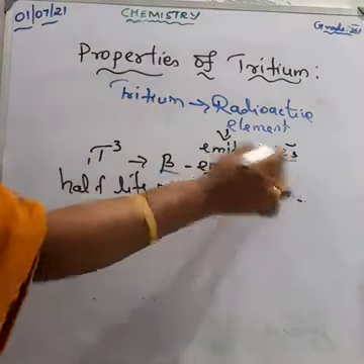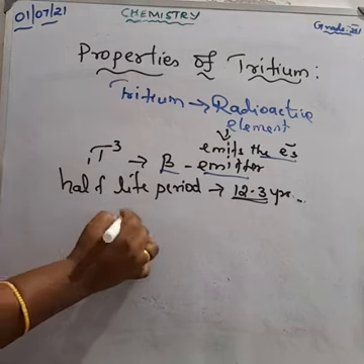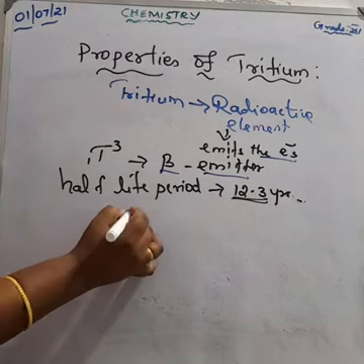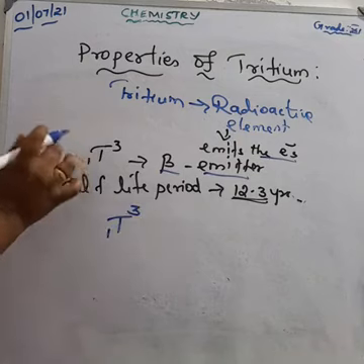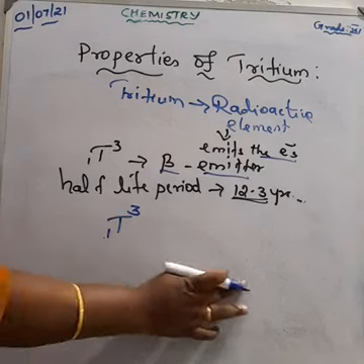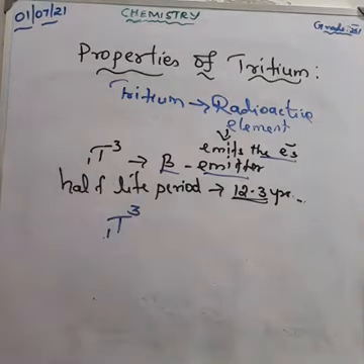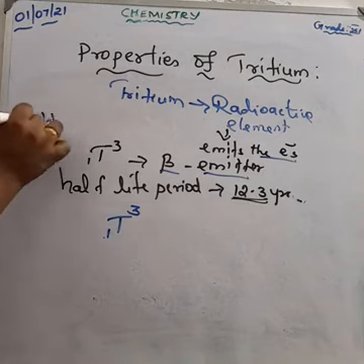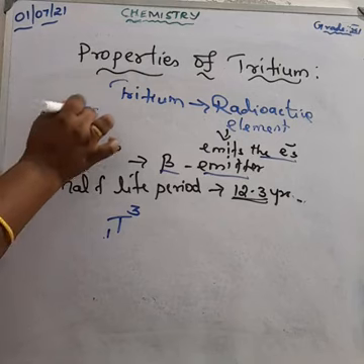Okay, understood? So tritium, we know what the atomic number for tritium is. Tritium atomic number 1. We know this is one of the isotopic forms of hydrogen. Hydrogen atomic number 1, so tritium also has atomic number 1. But what is the mass number? Atomic mass of tritium is 3. So when comparing with hydrogen, the tritium atom has 2 extra neutrons.